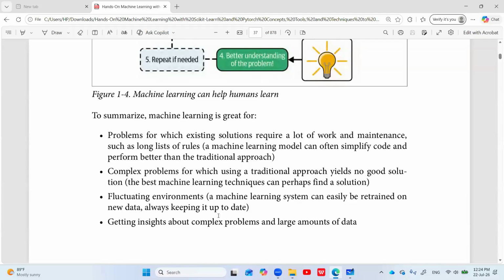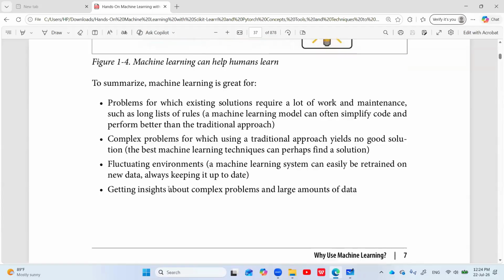There can also be complex problems for which using a traditional approach yields no good solution. As an example, voice recognition. It is very complicated and you cannot identify the things; there is no known algorithm for that. So in those cases, machine learning can be used.